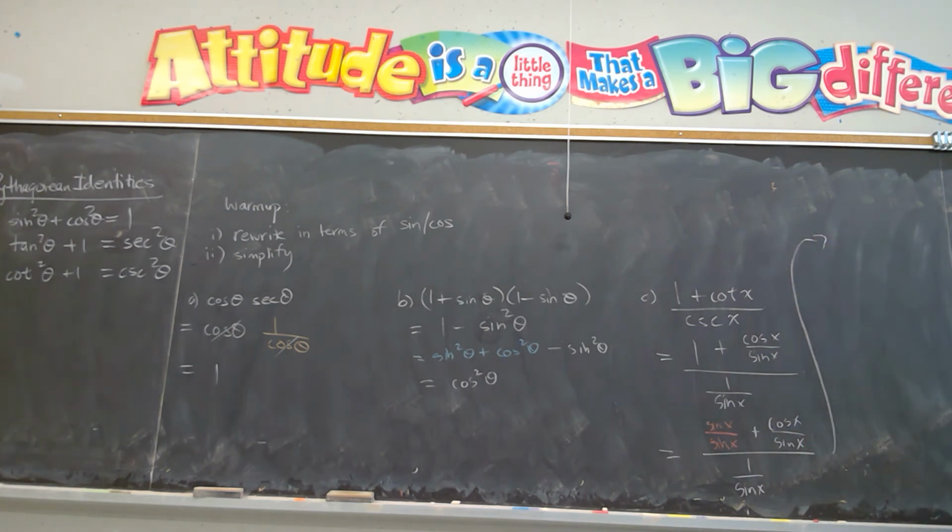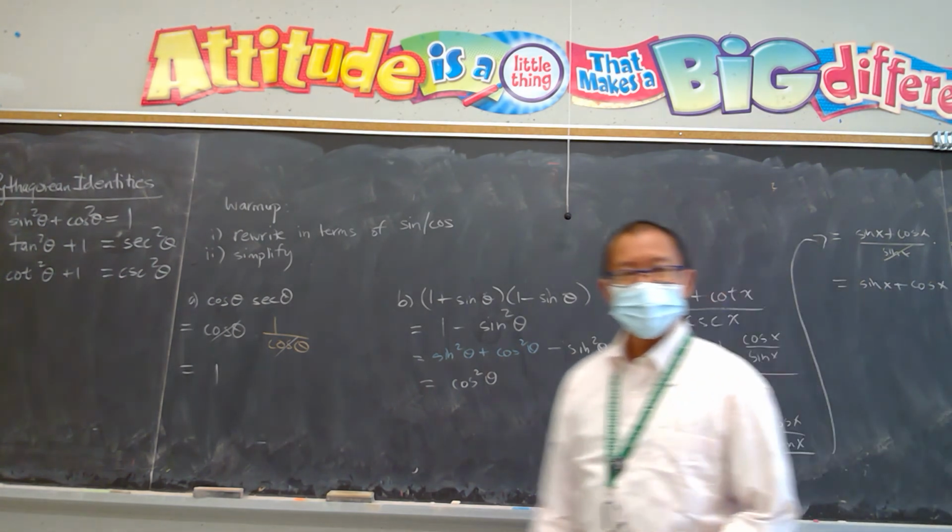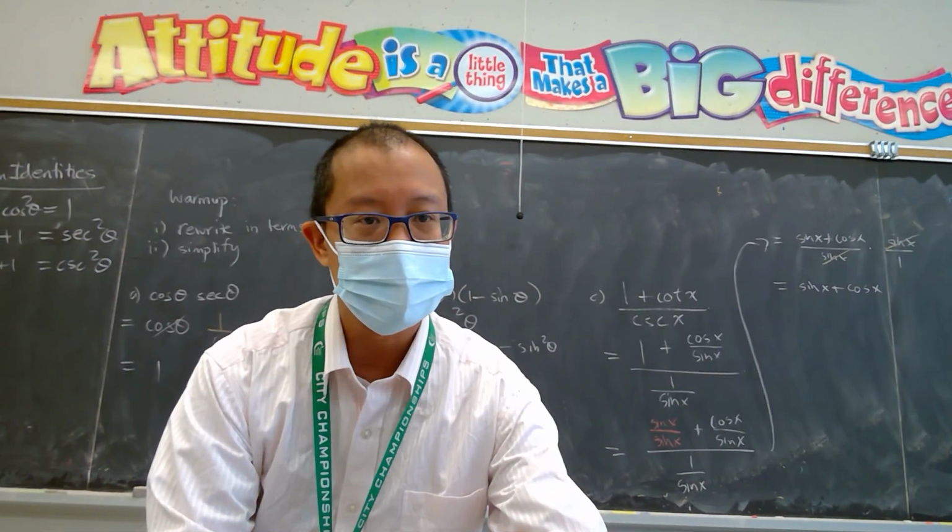I'm running out of room, so let's put that up there. So what we have is sine x plus cos x over sine x. And division means to multiply by the reciprocal, right? Therefore, these two divide out. And that's the answer. Sine x plus cos x. Let's just pause the video there. Hopefully, people saw that.